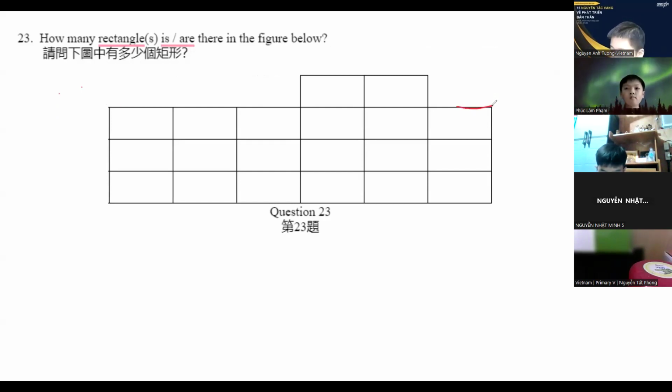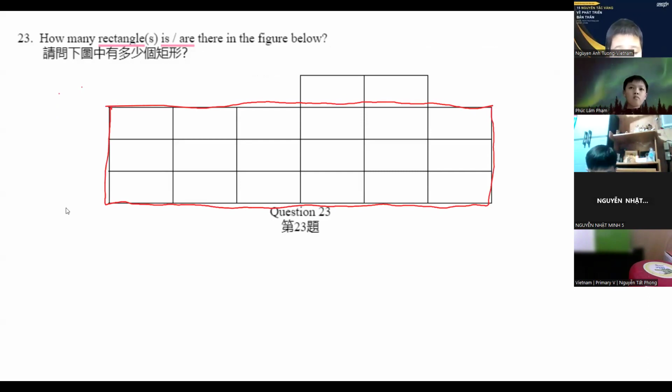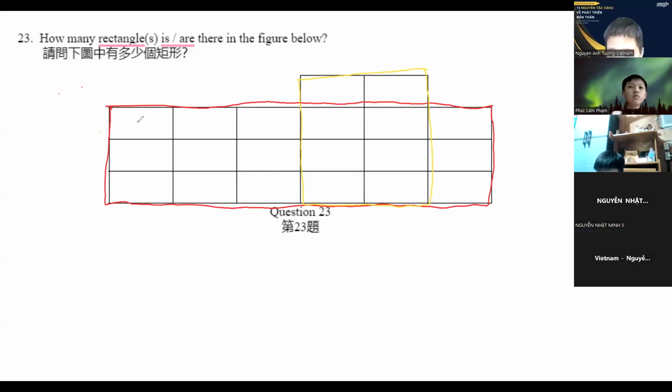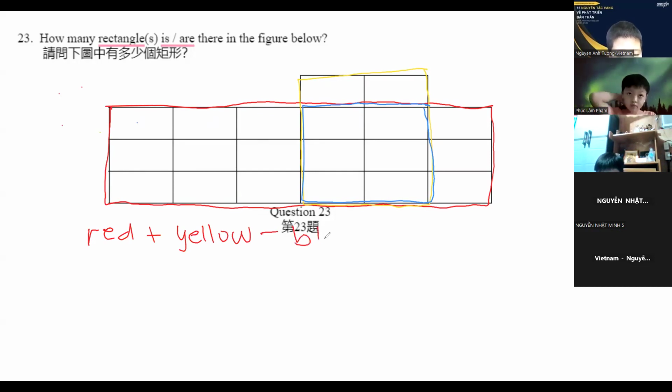All we have to do is first divide it into distinct rectangles. First, we can do a 3 by 6 rectangle, let's call it red. Then this one, let's call it yellow, is a 2 by 4 rectangle. And then the overlap, let's label it as blue, is a 2 by 3 rectangle. So all we have to do here is add red plus yellow minus blue. Okay?